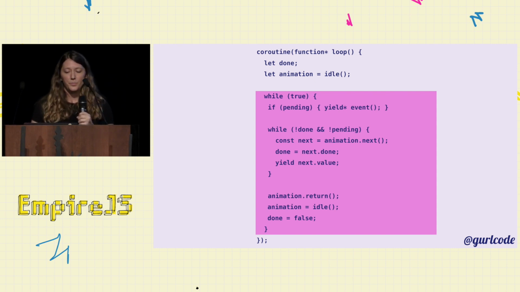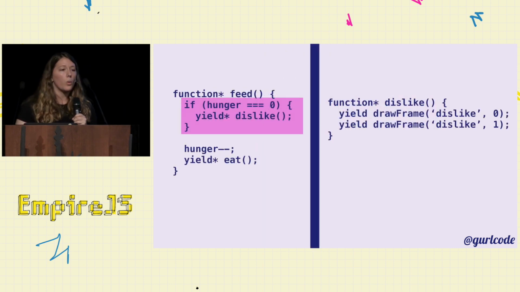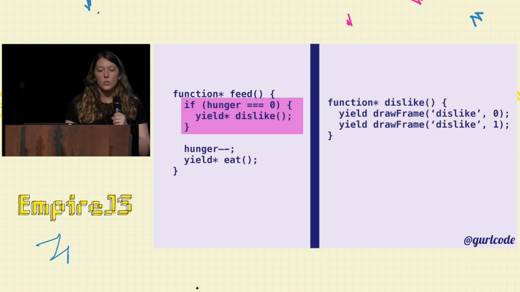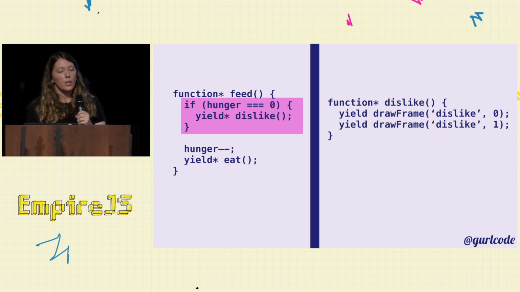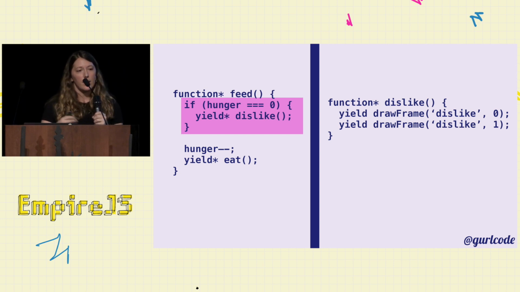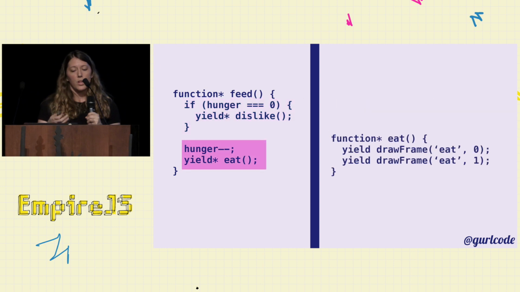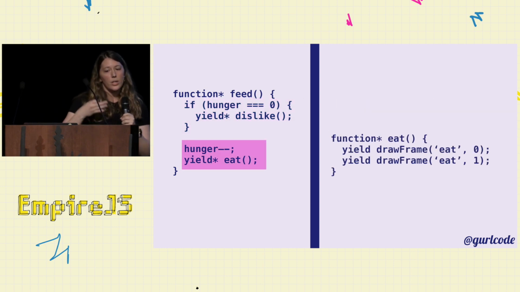And we're going to work on feeding the Tamagotchi, so this is what our user event is going to pass into the queue. So if the Tamagotchi is not hungry, we're going to use yield star to delegate this to the dislike animation, which you can see. If the Tamagotchi is hungry, we're going to decrease the hunger, and then we're going to use yield star eat to show the eat animation.